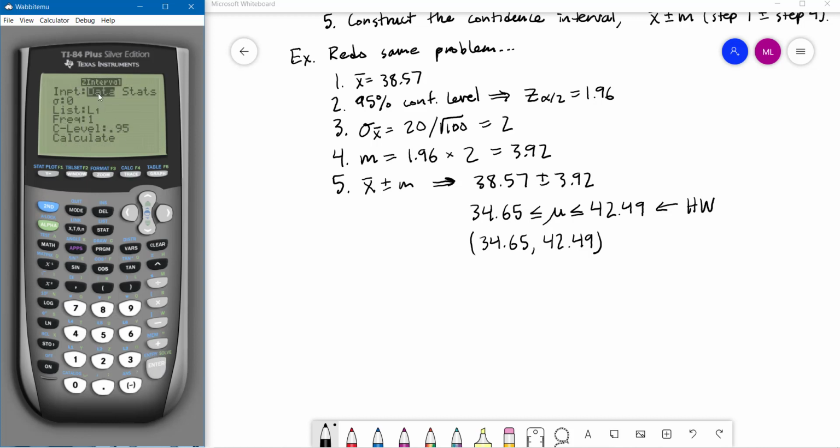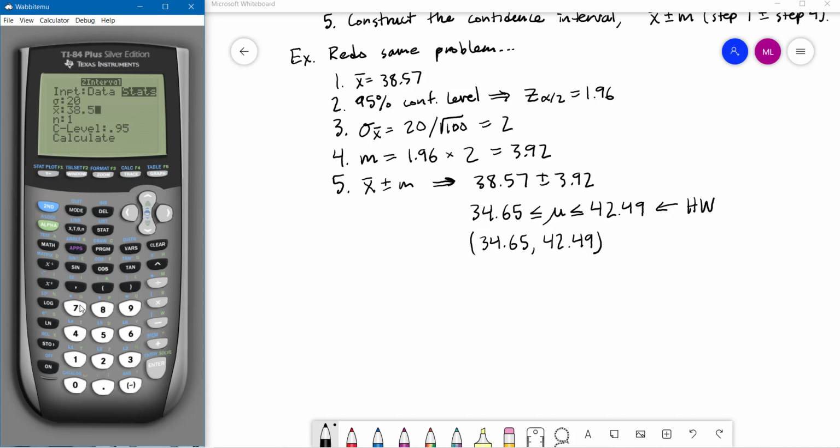It allows you to do it from a set of data or from pre-computed statistics. So on the homework, if it just gave you the raw data, you would enter the raw data into a list by editing your list in the stats. But for us, I want to use pre-computed stats. We've already got the values that we need. So I'm going to assume we're already dealing with statistics because all those statistics were already computed for us over here. Now, if I come down here, it'll ask for sigma. That was the standard deviation of the population. That's going to be this number 20. So I would enter 20. For x bar, that is going to be our point estimate. That's 38.57.